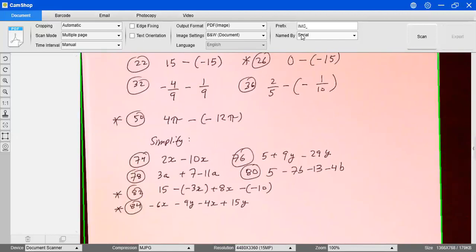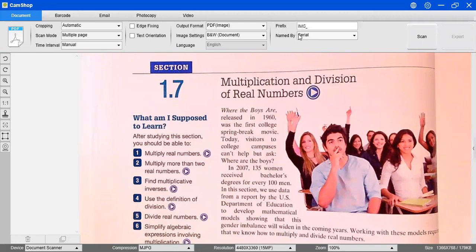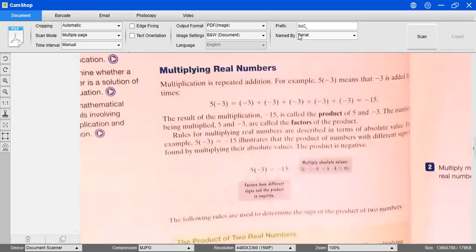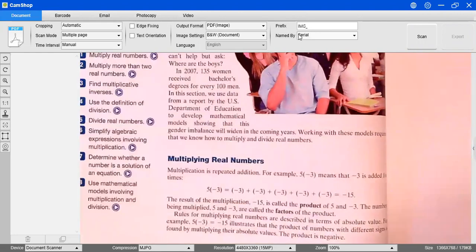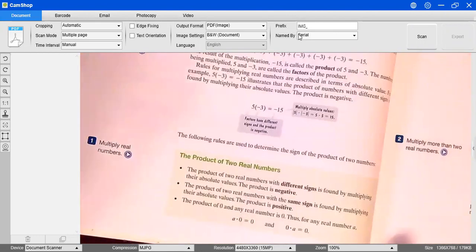So we're going to cover one more section, and that is going to be the end of this lecture. We're going to start section 1.7. It's about multiplication and division of real numbers, and it's on page 74. So as you can see, there are some green boxes throughout the book that show information that is important for you to have in your formula sheet.